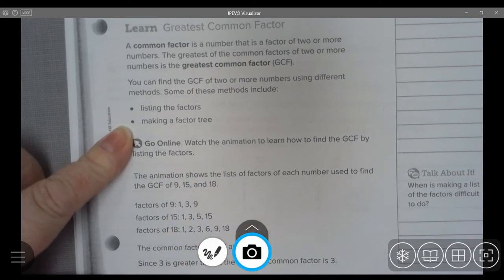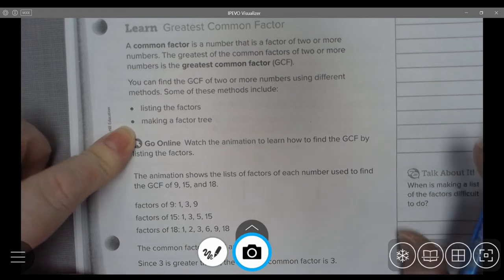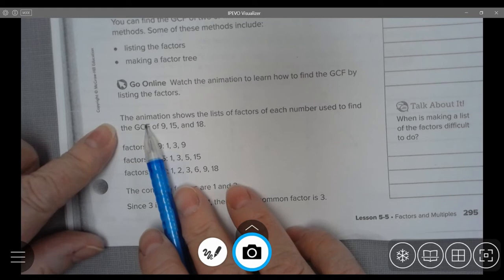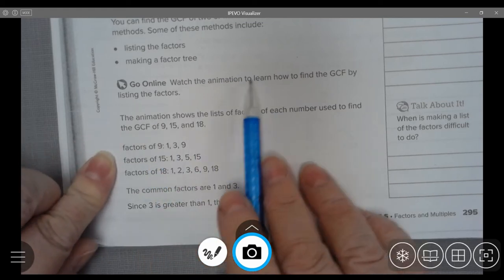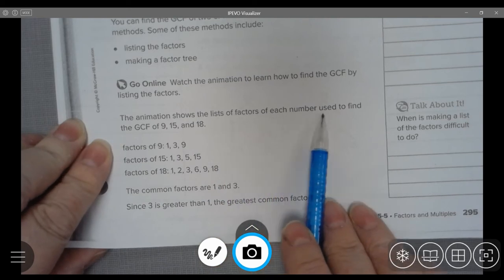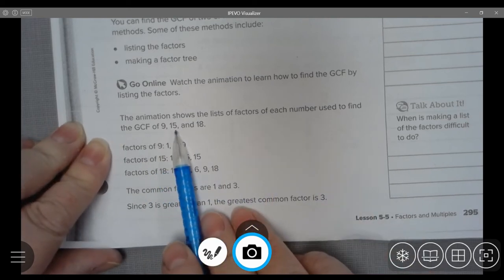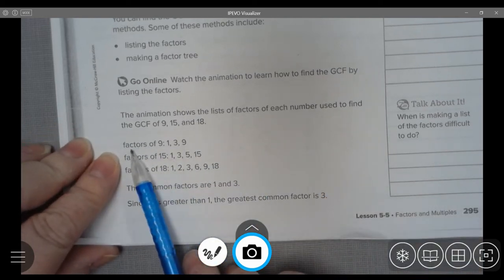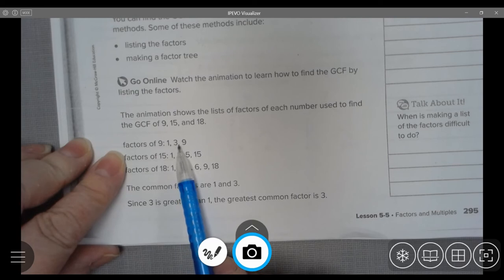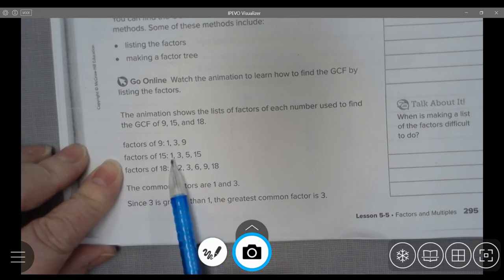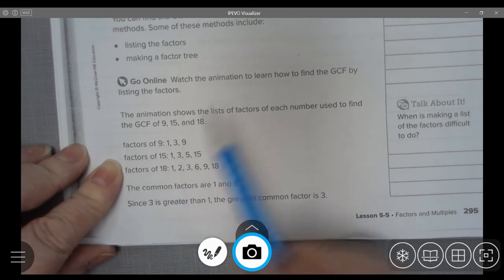You might have done listing the factors in the previous grades, and I'm going to show you how to do a factor tree. So in the animation, which you'll see later, the animation shows the list of factors of each number used to find the greatest common factor, 9, 15, and 18. So the factors, we can make a list. Factors of 9 would be 1, 3, and 9. So 1 times 9 is 9. 3 times 3 is 9. Factors of 15, 1, 3, 5, and 15.